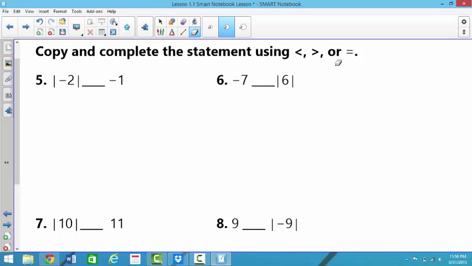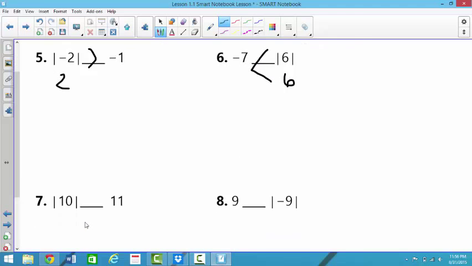So again, greater than, less than, or equal to. In order to do these, you need to solve them. The absolute value of negative 2 is 2. So which is larger, 2 or negative 1? 2 is larger, so it's greater than. Next, negative 7 and the absolute value of 6. The absolute value of 6 is 6.